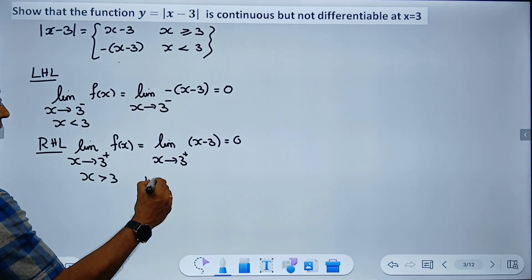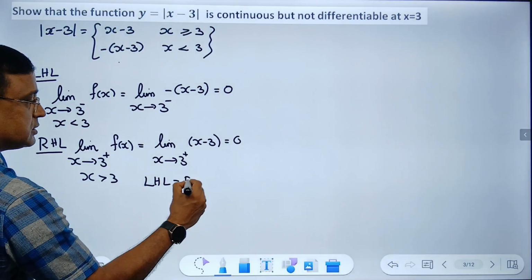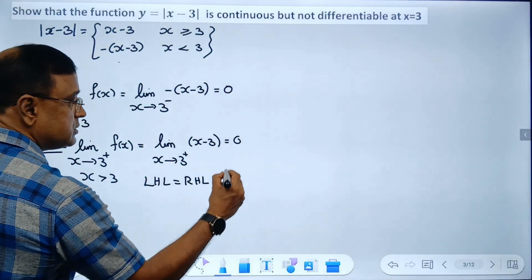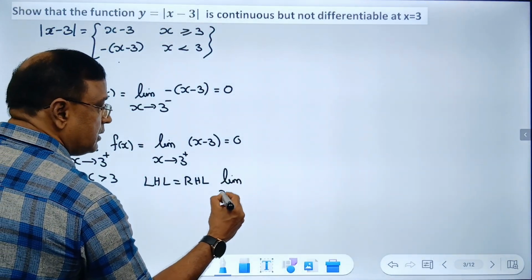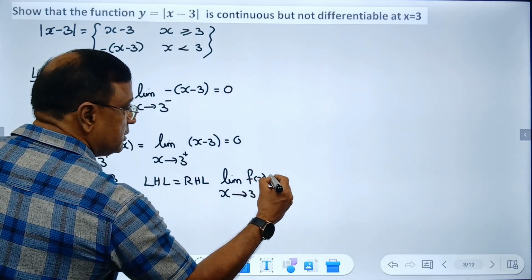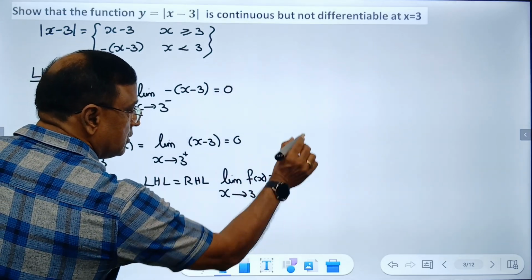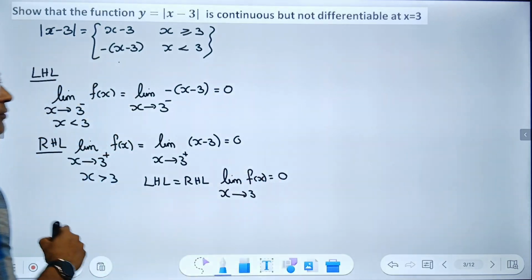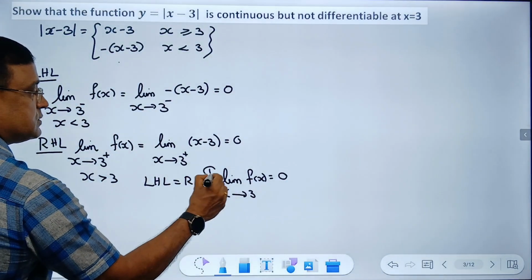So clearly LHL is equal to RHL. So what do you know when LHL is equal to RHL? It means only that limit exists. It does not mean the function is continuous. It means only limit exists. And what is that? It is 0. So first condition is satisfied.